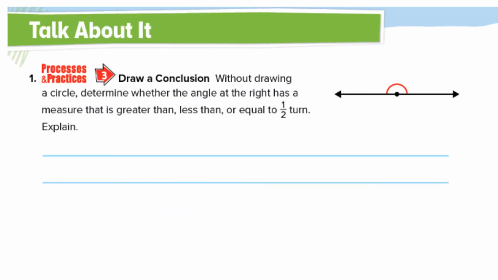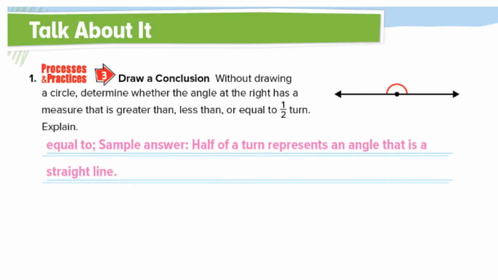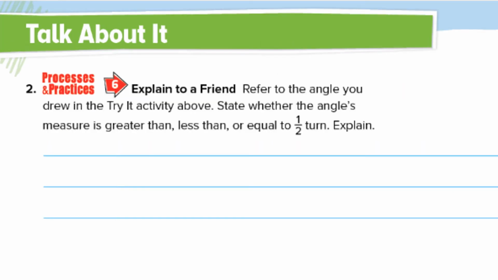Now, looking at this, without drawing a circle, determine whether the angle at the right has a measure that is greater than, less than, or equal to 1/2. So what do you guys think? 1/2 of a turn represents an angle that is a straight line.